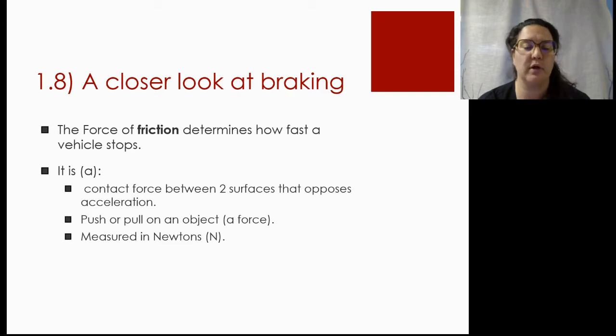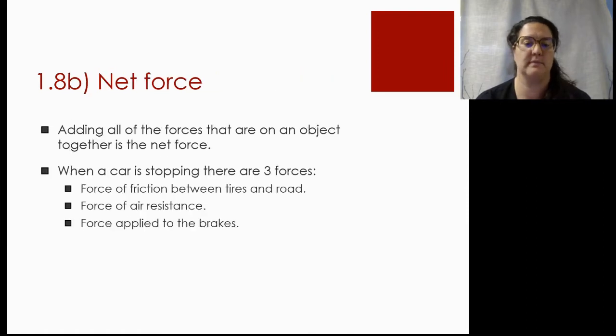A push or pull on an object is a force, and a force is measured in newtons. Adding together all of the forces on an object, whether positive or negative, no matter what direction, determines its net force. When a car is stopping, there are three forces: the force of friction between the tires and the road, the force of air resistance, and the force applied to the brakes.